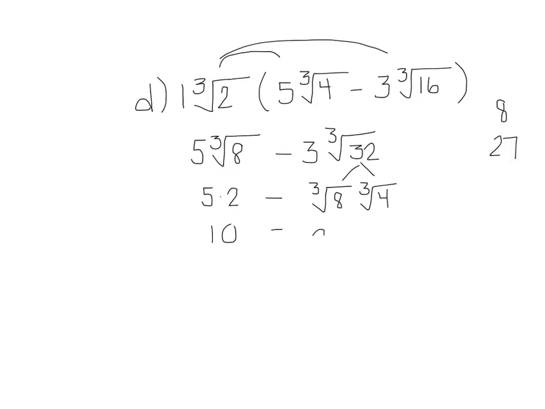Cube root 8 is 2, and we'll just have to leave that 4 underneath the other cube root. It is a perfect square, but it is not a perfect cube. Once again, these are not like terms because one has a cube root of 4 with it, the other does not, so we cannot simplify any further. This is our final answer.